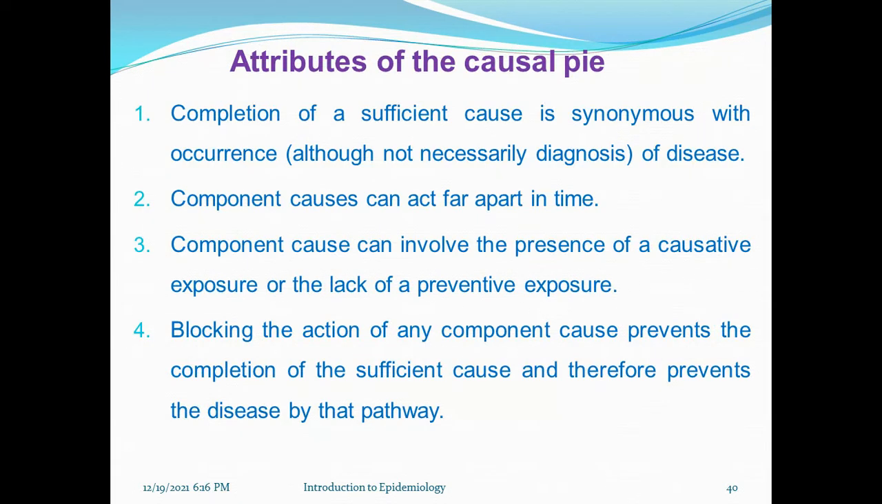Attributes of the causal pie: the completion of a sufficient cause is synonymous with occurrence of the disease. Component causes can act far apart in time. A component cause can involve the presence of a causative exposure or the lack of a preventive exposure, either by presence or by absence. Blocking the action of any component cause prevents the completion of the sufficient cause and therefore prevents the disease by that pathway. That means if you prevent the component cause, you will prevent the disease. So these four are attributes of the causal pie.